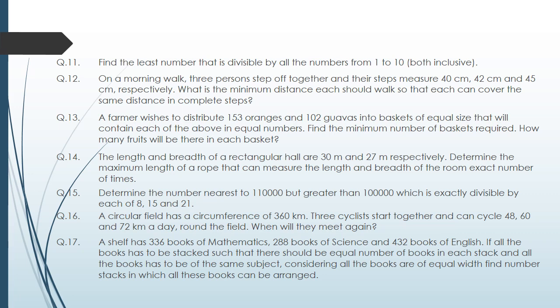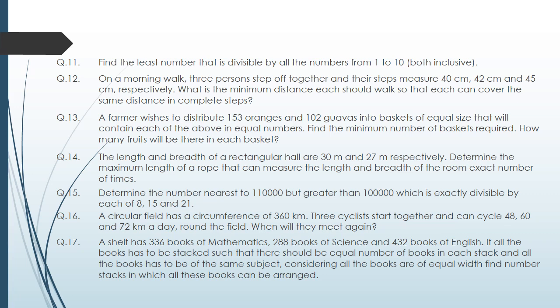More questions I have given today. Find the least number that is divisible by all the numbers from 1 to 10. Both numbers are inclusive. 1 as well as 10 is inclusive there. So what is the question? In this question, we are supposed to find a number which is divisible by all the numbers from 1 to 10. Means every number from 1 up to 10 should divide that particular number. So if you want to find out such kind of a number, definitely that number will be greater than all the numbers from 1 to 10.